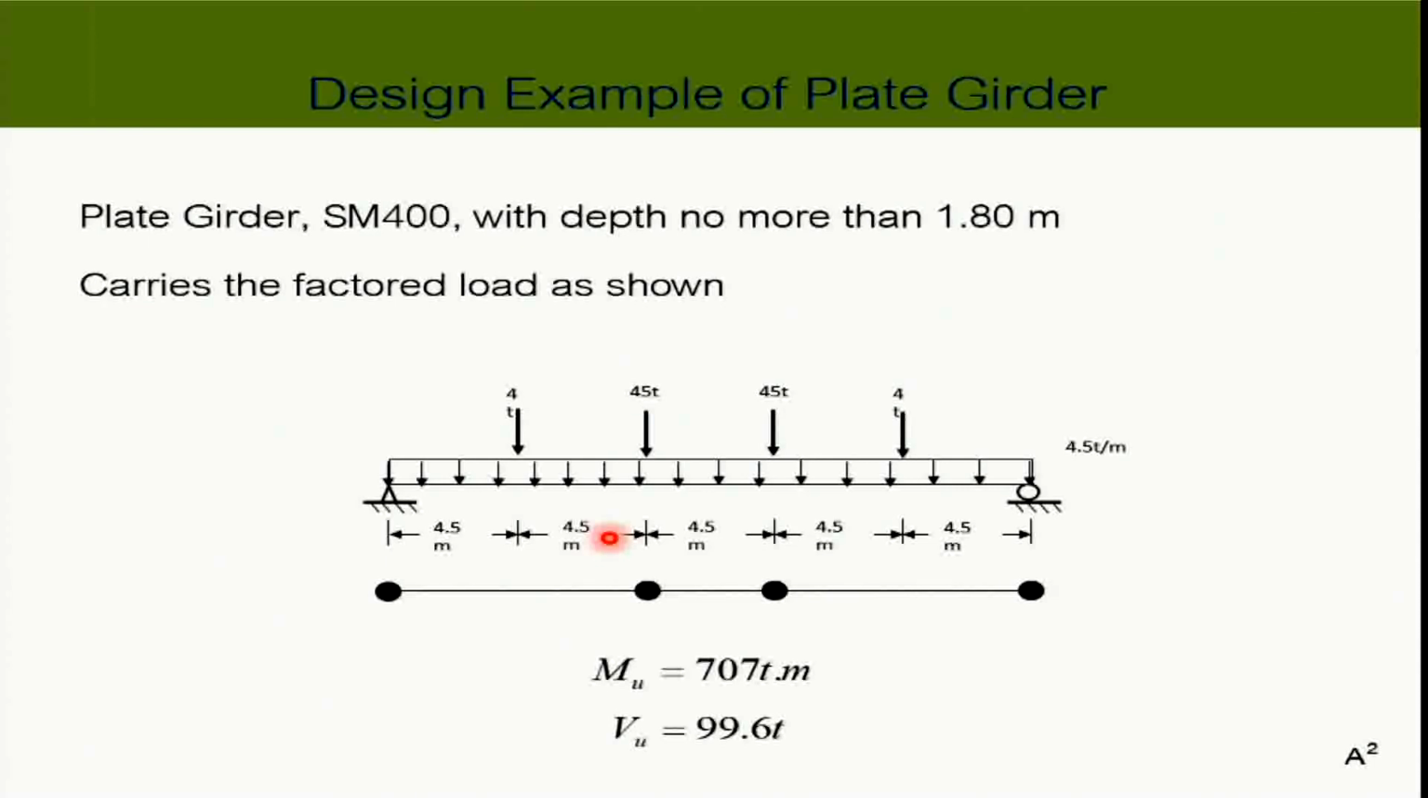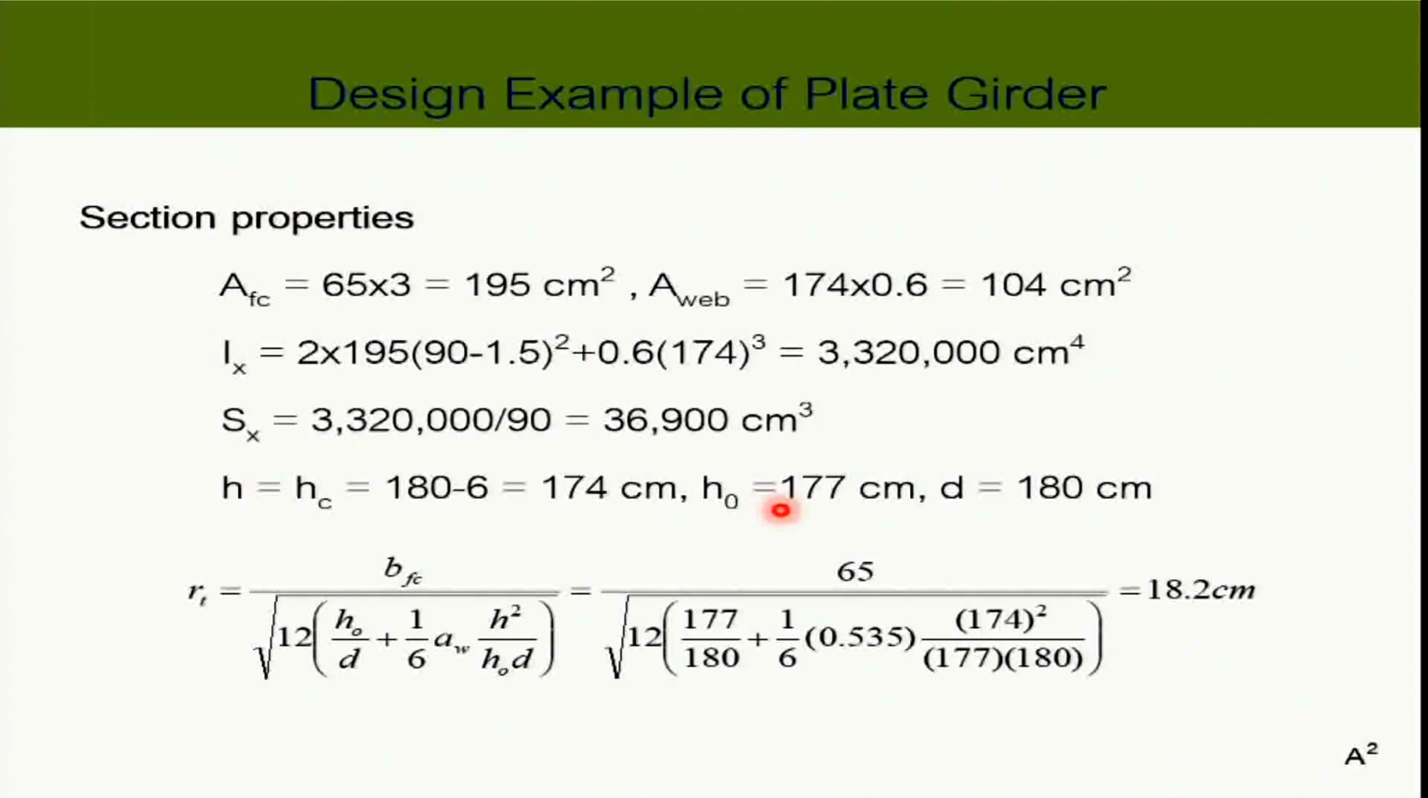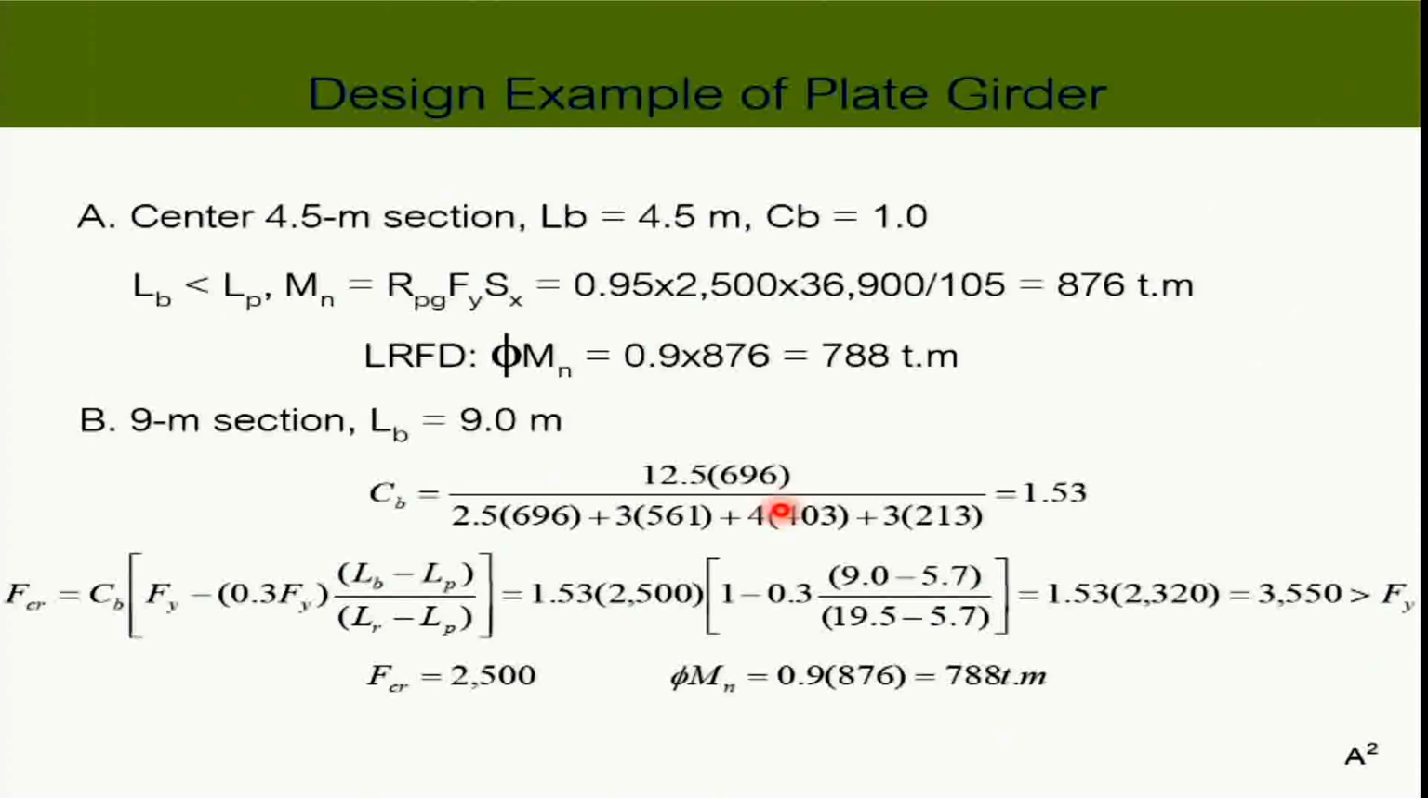I don't have the moment diagram, but these black spots mark the bracings for the beams. So we have the unbraced length of 9 meters here, but the moment gradient here is bigger than the moment gradient here, which should be close to a flat line, but the unbraced length here is 4.5. Okay? So this is the CB for the 9 meter unbraced length.